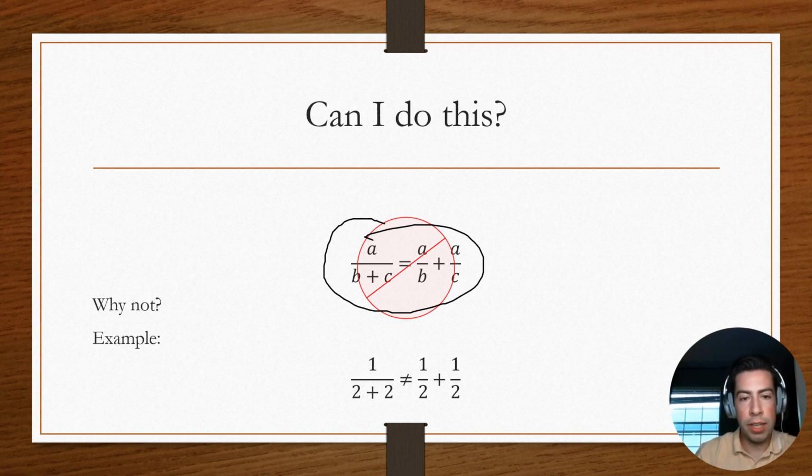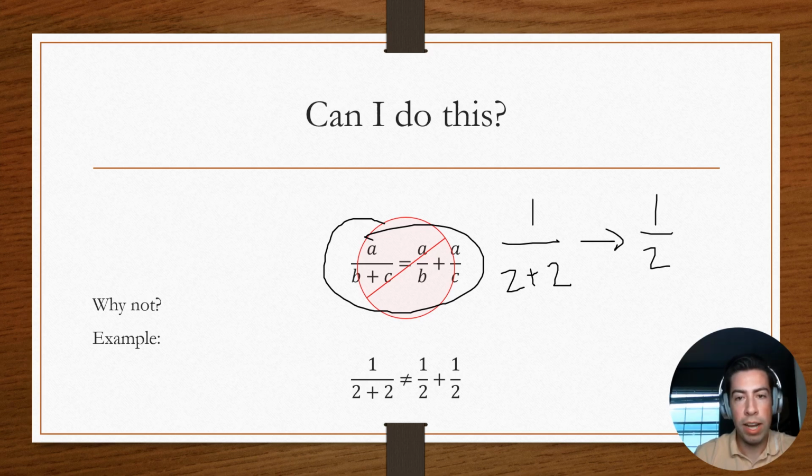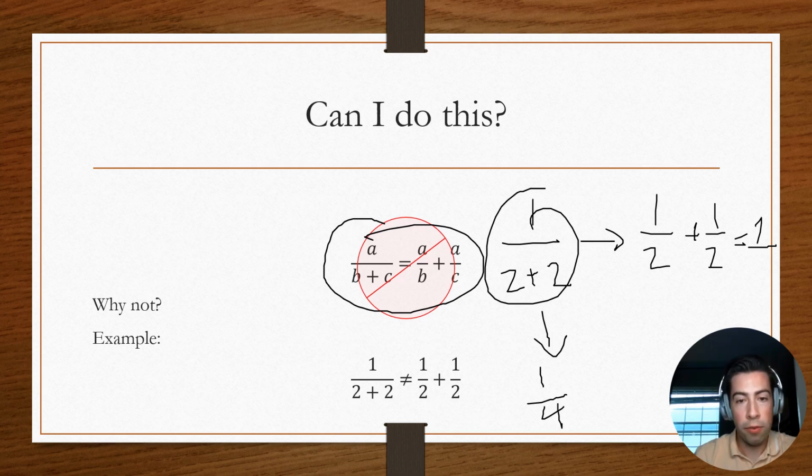Instead of doing symbols, let's do it with numbers. If we have 1 divided by (2 plus 2), and then I say, let's split that up into 1/2 plus 1/2, that's going to equal 1. That is not true, because this entire thing is just 1/4. So 1/4 is not equal to 1, therefore we cannot split this up. So remember, you can only split up the numerator whenever the denominator is the same.